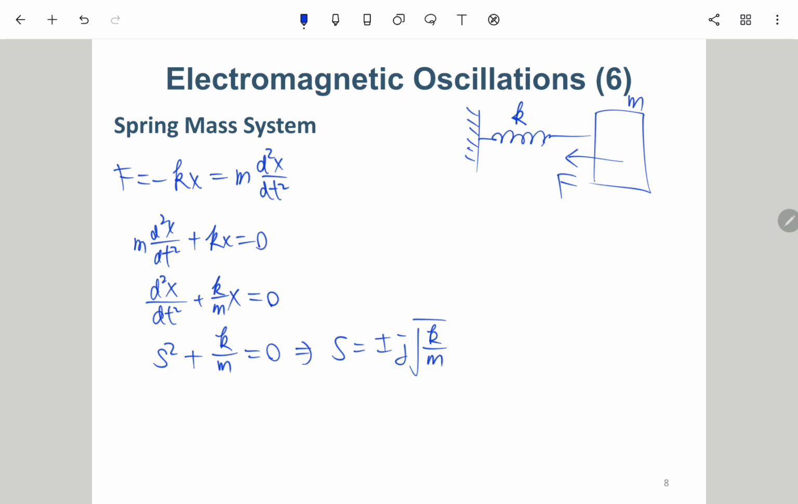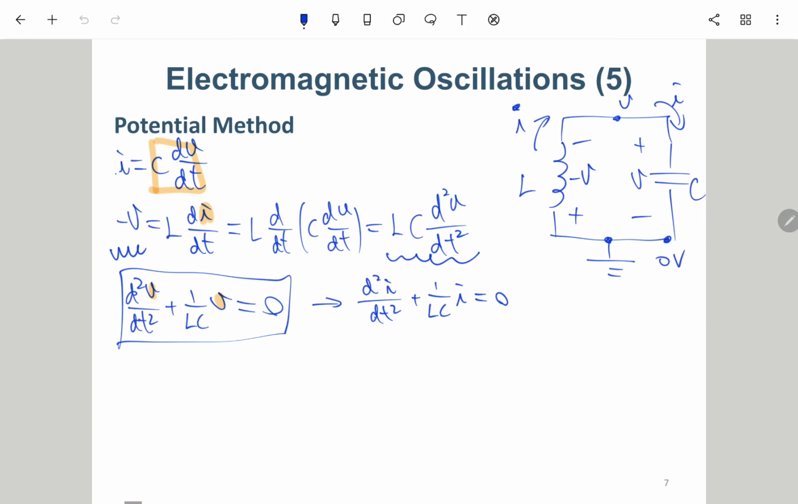Okay, so actually this omega will be the square root of k over m for the spring mass system, as you have learned even in high school physics. Here similarly, we can make it s squared plus 1 over LC equals 0. So s will be j times the square root of 1 over LC. So here we have omega equals 1 over square root of LC.